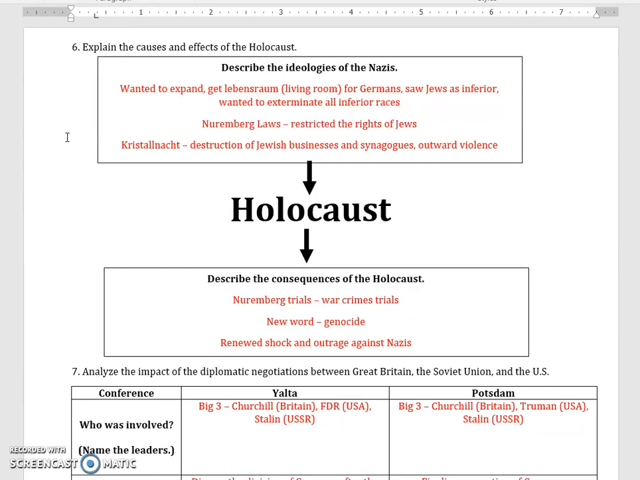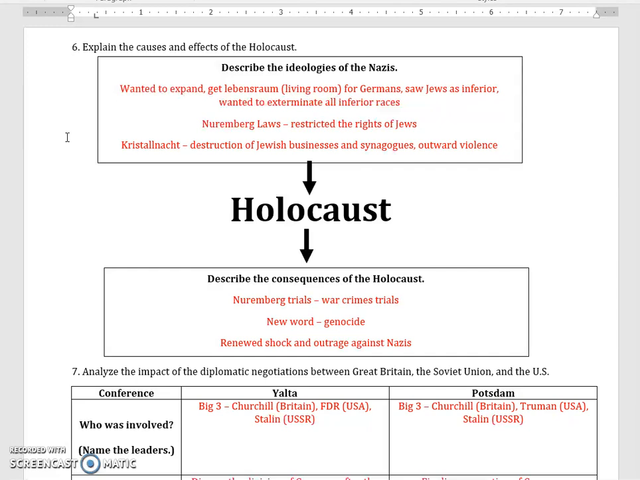And to do this, they start with legal restrictions, the Nuremberg laws, that start restricting the rights of Jews. And eventually it moves into outward violence at Kristallnacht, which was destruction of Jewish businesses and synagogues in Germany, the first outward violence against the Jews. Eventually, of course, moving into the final solution, when the Jews are rounded up, sent to concentration camps, and killed.